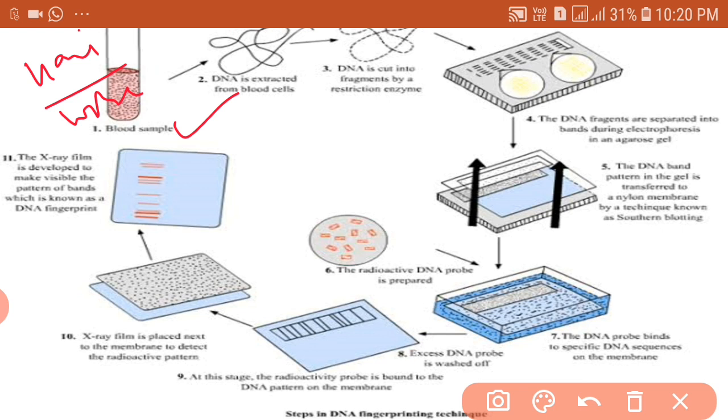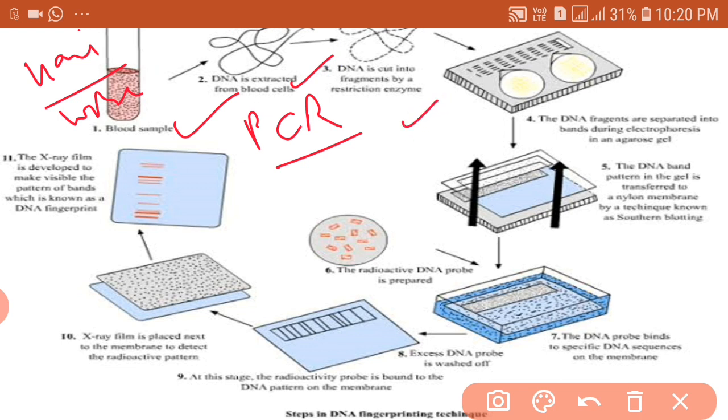Then, if the sample is small, it is amplified by means of PCR to produce a large number of DNA copies. Then DNA is extracted from the blood cells, that means isolation of the DNA.